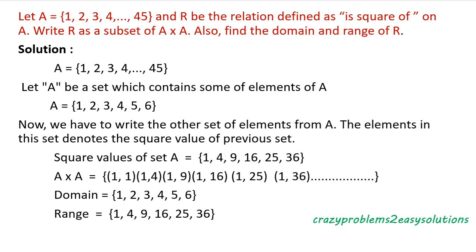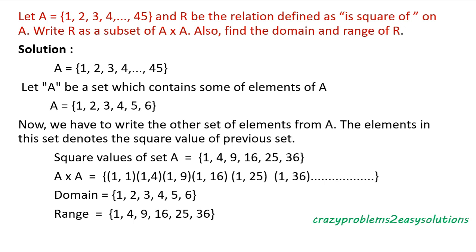1 is a square value, and then 4, 9, 16, 25, 36. After 36 we would write 49, since 7 times 7 is 49, but 49 is not within the set of values. So we consider 1, 4, 9, 16, 25, 36. A cross A is (1, 1), (1, 4), (1, 9), (1, 16), (1, 25), (1, 36), then (2, 1), (2, 4), (2, 9), up to and so on. We write all the elements of the set.